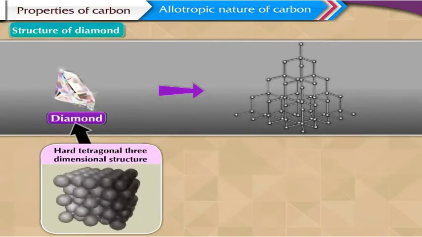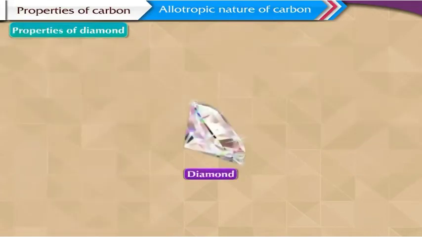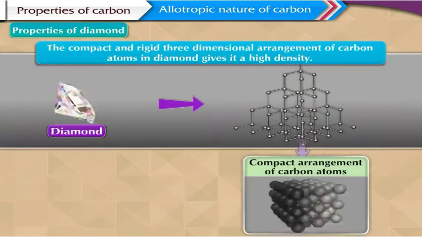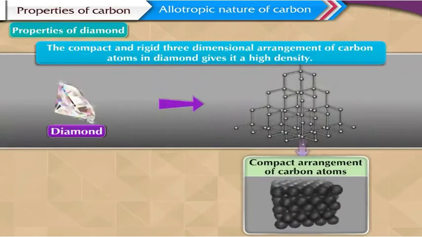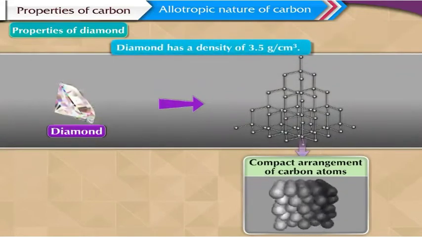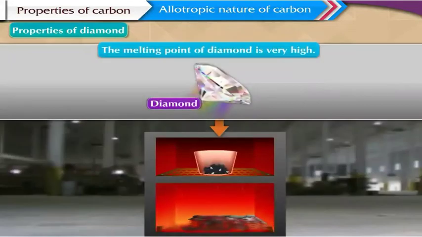Let us now discuss the properties of diamond. Properties of diamond. Diamond has extraordinary brilliance. It is the hardest natural substance. The compact and rigid three-dimensional arrangement of carbon atoms in diamond gives it a high density. It has a density of 3.5 grams per cubic centimeter. The melting point of diamond is very high. It is 3,500 degrees Celsius.